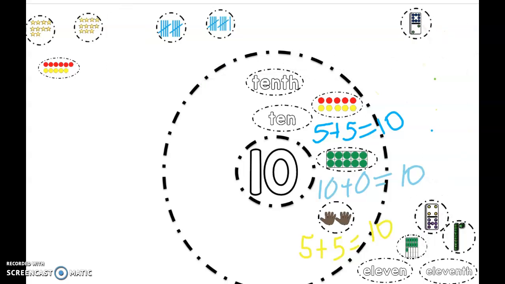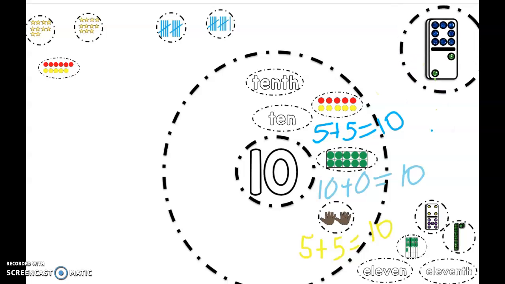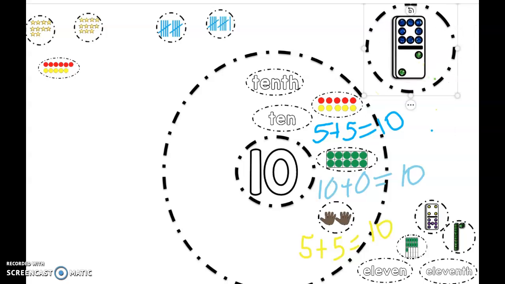Let's try this domino since that domino didn't work. Alright, let's see how many we have at the top. 1, 2, 3, 4, 5, 6, 7, 8 at the top. 2 at the bottom. 8, 9, 10. Do we want that one?